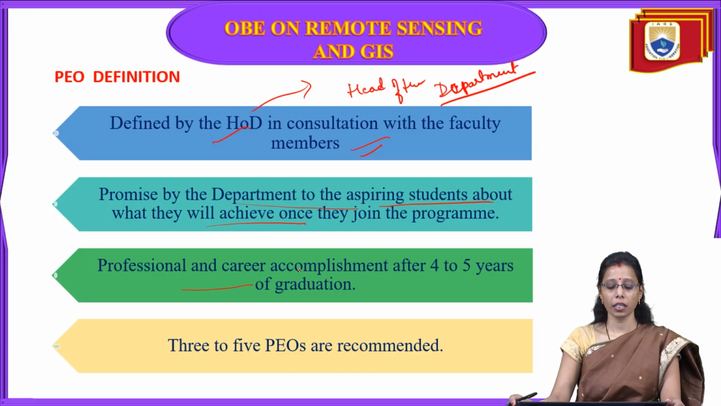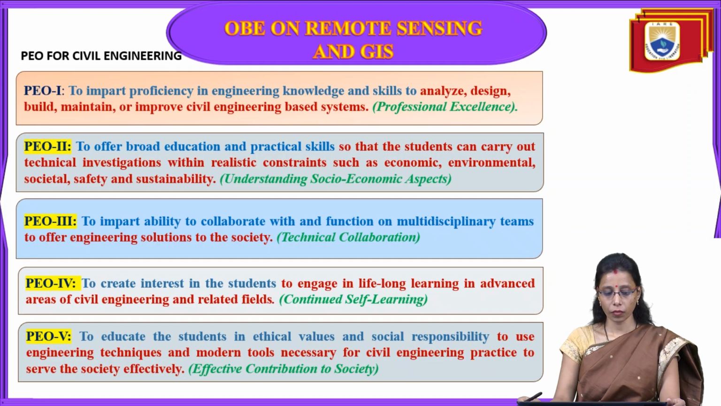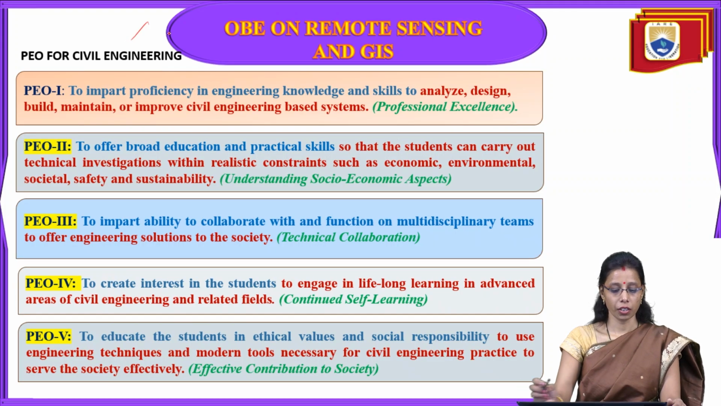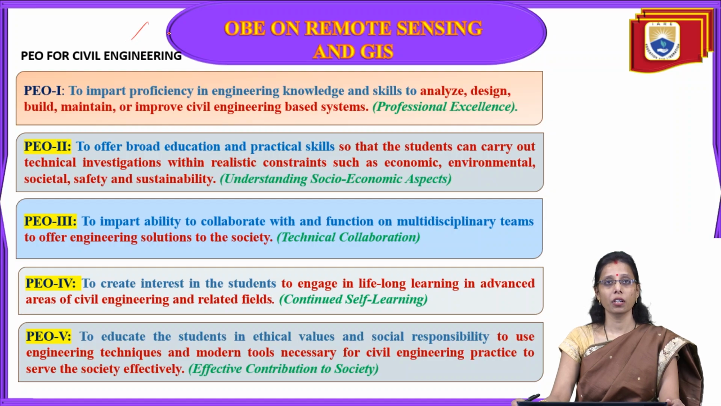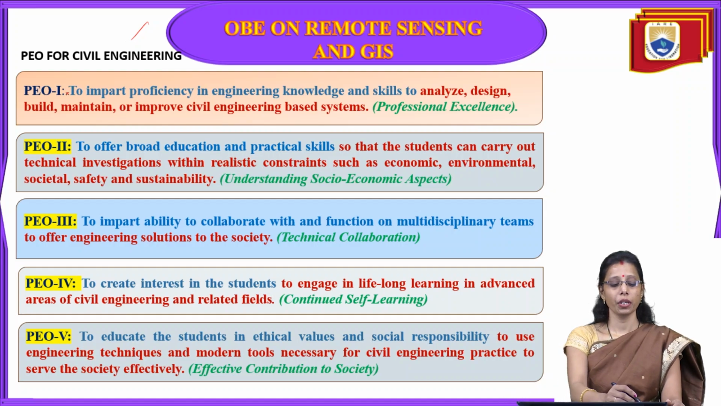Now, professional career accomplished after 4 to 5 years of graduation. Three to five PEOs are recommended here. When you talk about program educational outcomes, here we have the PEOs for civil engineering students. We have PEO1, PEO2, PEO3, PEO4, PEO5, so we have a total of 5 PEOs here.